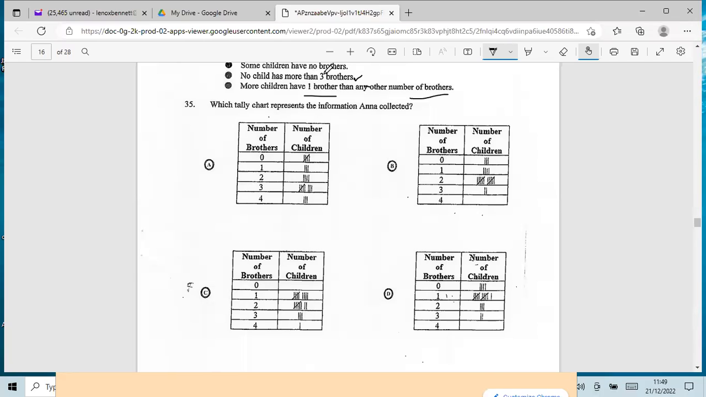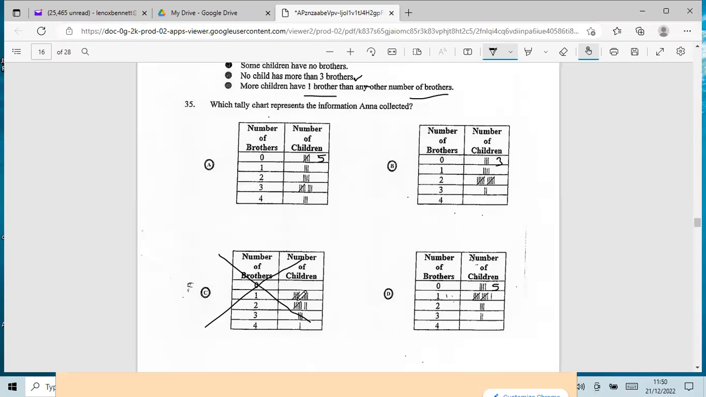So it says some children have no brothers. So watch here. This one has 5 persons with 0 brothers. This has 3 persons with no brothers. This has no person with no brothers. And this has 5 persons. So which of them can we eliminate? It would be C, because this is saying 0 children have no brothers, but it should be some. So we eliminate this one first of all.